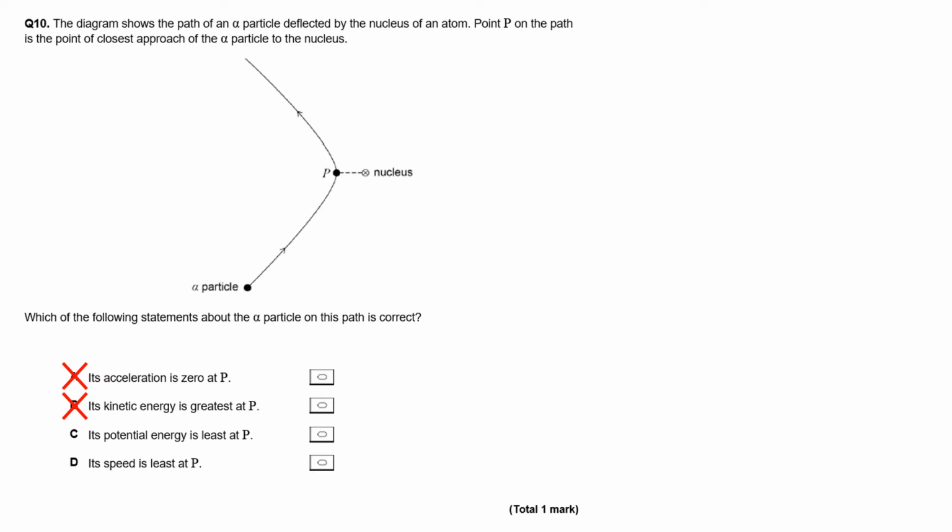Again, no, its kinetic energy is not greater than P. At P, its kinetic energy will have been transferred to electric potential energy, so it will be at minimum kinetic energy at the closest point. Potential energy will be maximum at P, and then as it moves further away, it will decrease again. So again, that one's wrong. So we're left with option D being correct, and that's right because its kinetic energy has been transferred to electric potential energy.